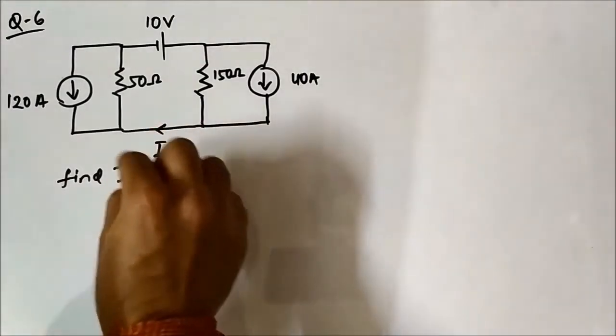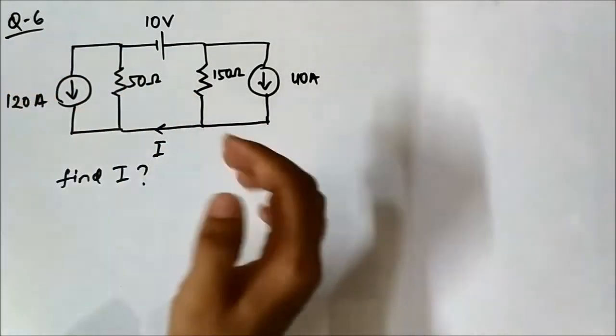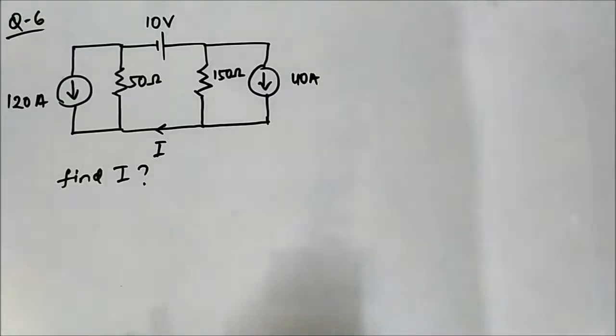And please note the direction of the current is from right to left. Just to get an idea, because it is very important. That is the reference. So we have to determine the value of I. We will do it using superposition theorem, in 3 steps, considering 120 ampere, 40 ampere and 10 volt separately.